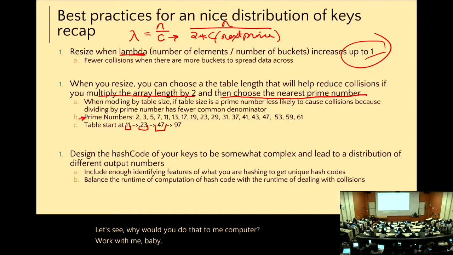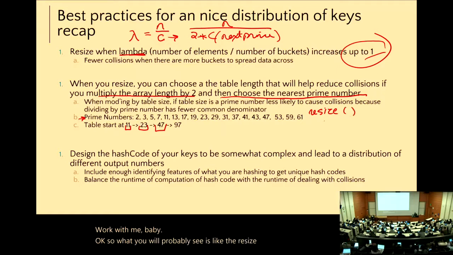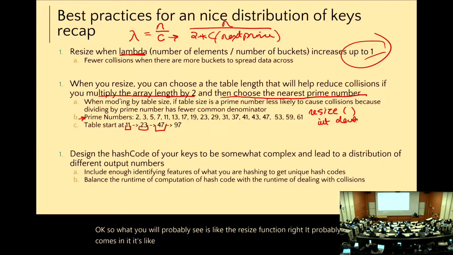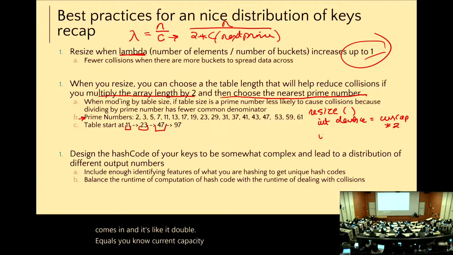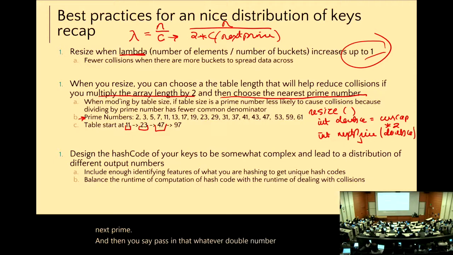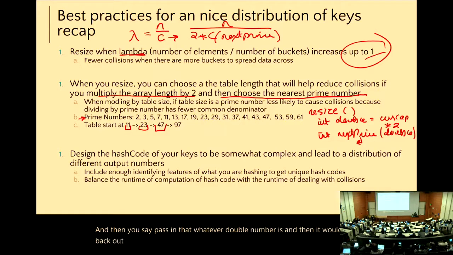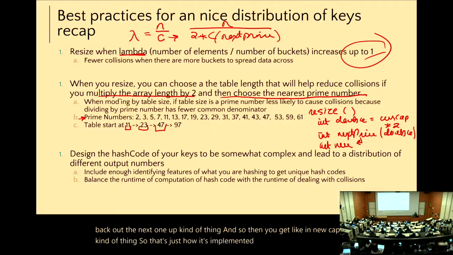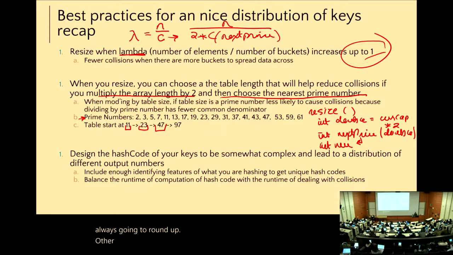Okay. So what you will probably see in the resize function is something like int double equals current capacity times 2. And then you probably get int next prime, and you pass in whatever that double number is, and it spits back out the next prime up. And then you get int new capacity. So that's just how it's implemented. Generally, we're always going to round up. Yes. Other questions on this piece of it?